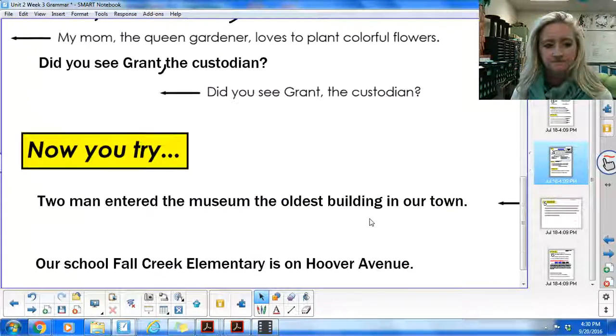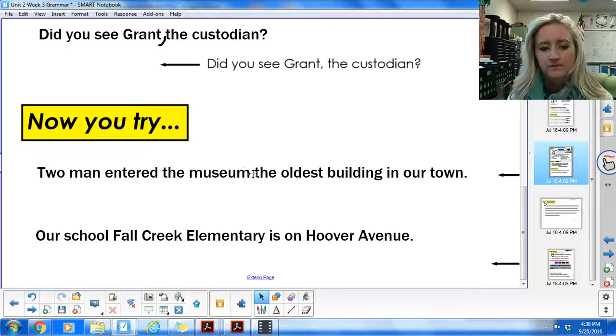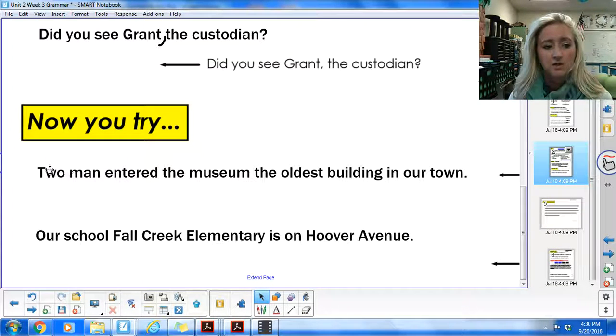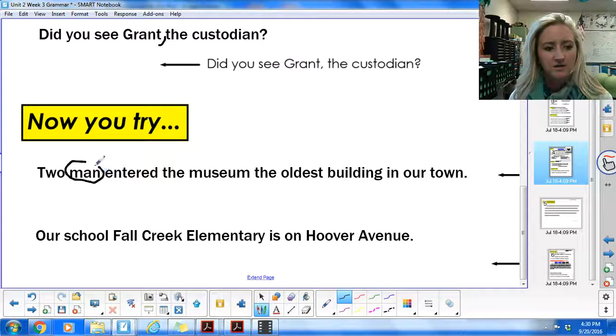Pretty good. All right, now you try. Two men entered the museum, the oldest building in our town. It kind of sounds like a run-on, right? So it needs some punctuation work and a plural work. So if there's two of them, instead of man, we need, oops, that's spelled wrong. Let's circle instead then. We need men. So two men entered the museum, the oldest building in our town.